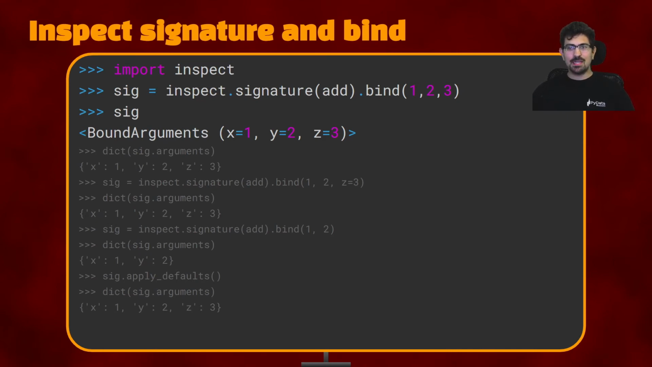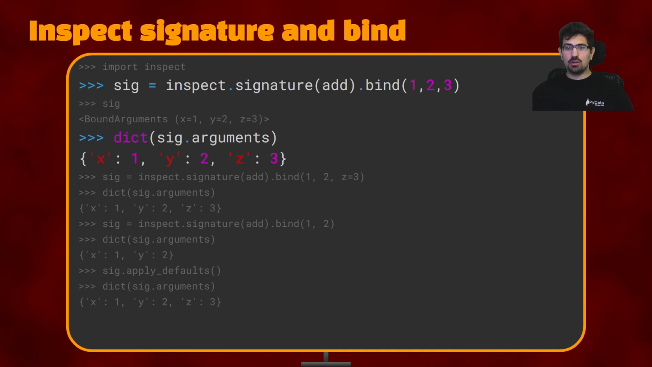And we can see the signature of add, and then we can bind to it the values 1, 2, 3. And when we view signature, we can see that it gets a class called BoundArguments that we can turn into a dict. And now it says a dict gives us a dictionary with x as 1, y as 2, and z as 3. Why is that good for us?